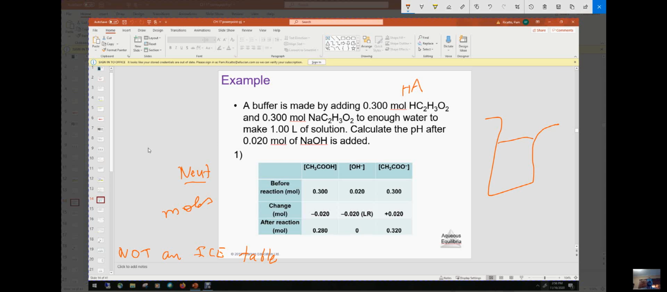And I have 0.3 of this. This is our A minus. The solution has a volume of 1 liter. So originally, before any chemistry happens, what's the initial concentration of HA with the little 0? 0.3 divided by 1 gives you 0.3. So this guy's 0.3 molar.